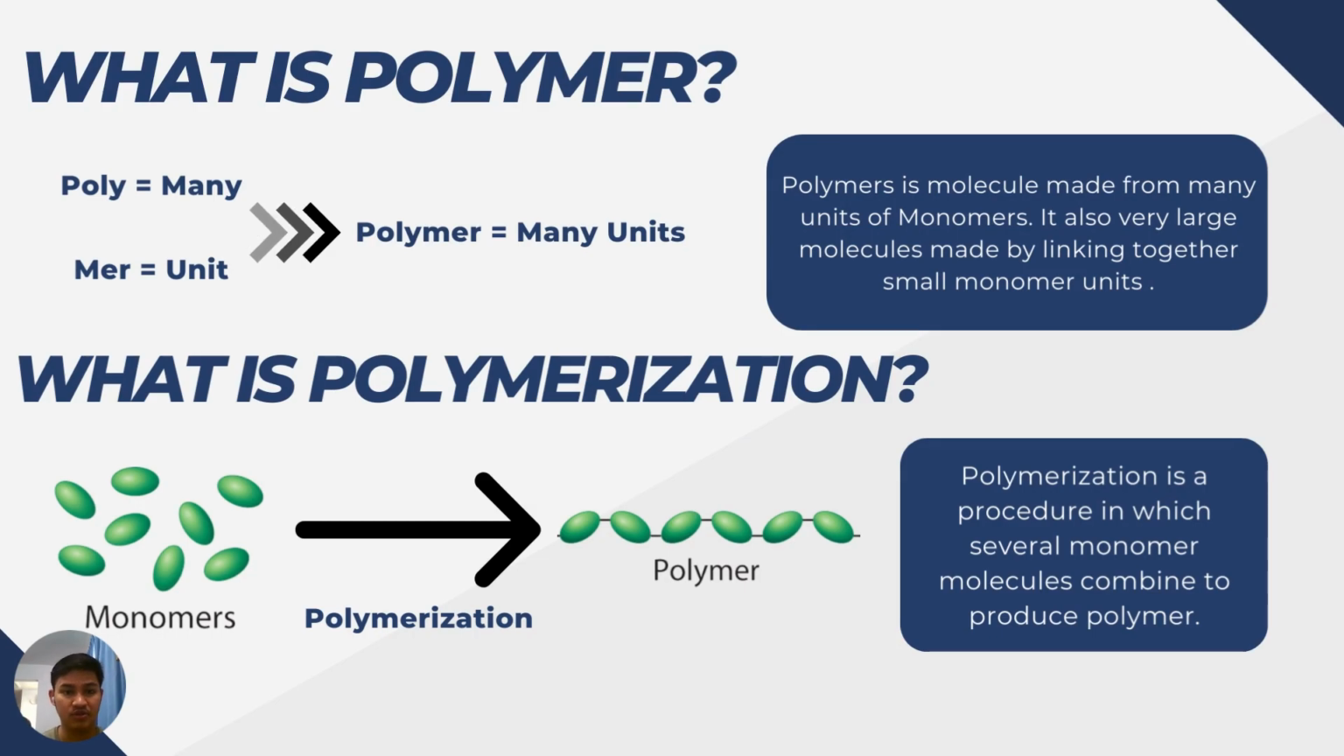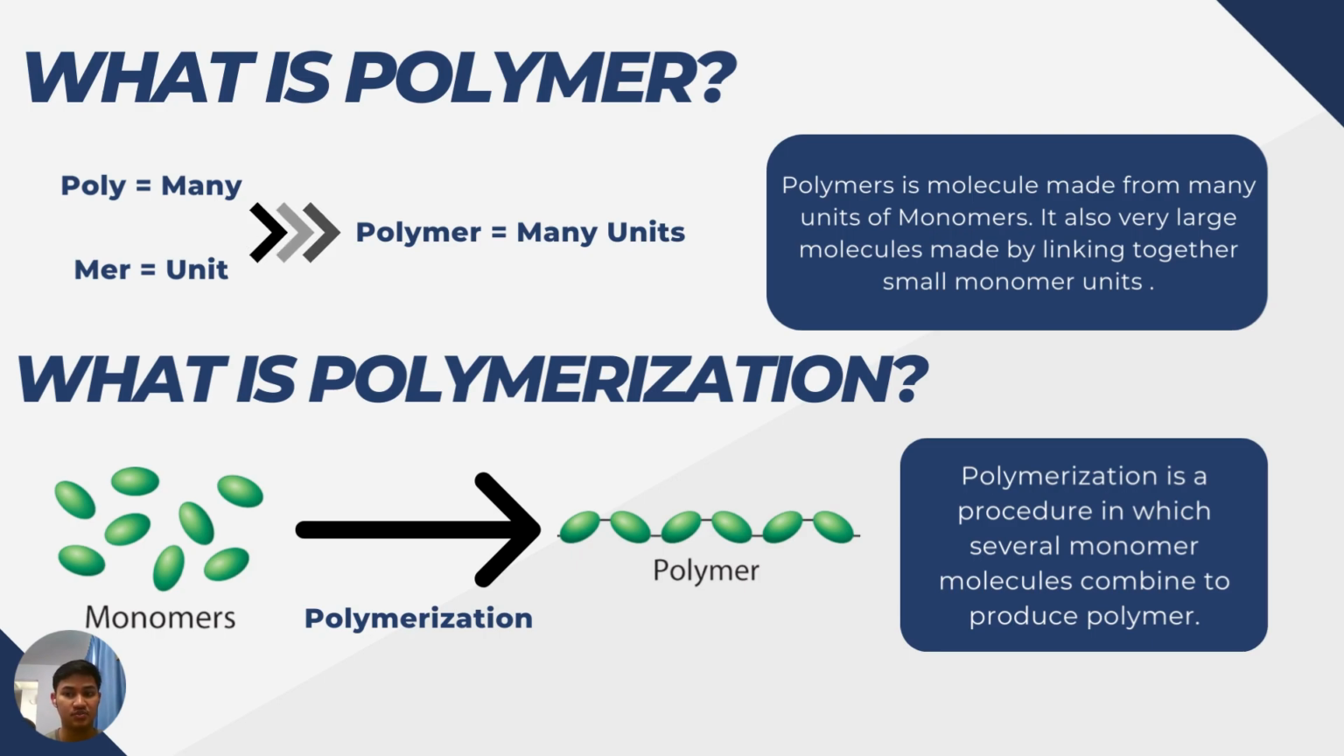Okay, so what is a polymer? Poly means many, and mers means units. So polymer means many units. A polymer is a molecule made from many units of monomers. It also makes very large molecules by linking together small monomer units.